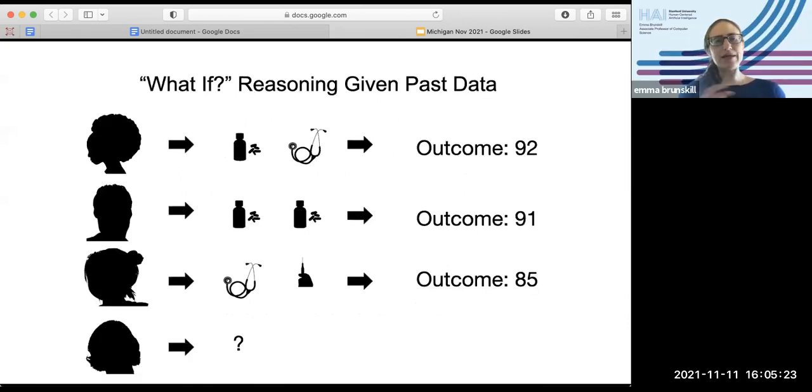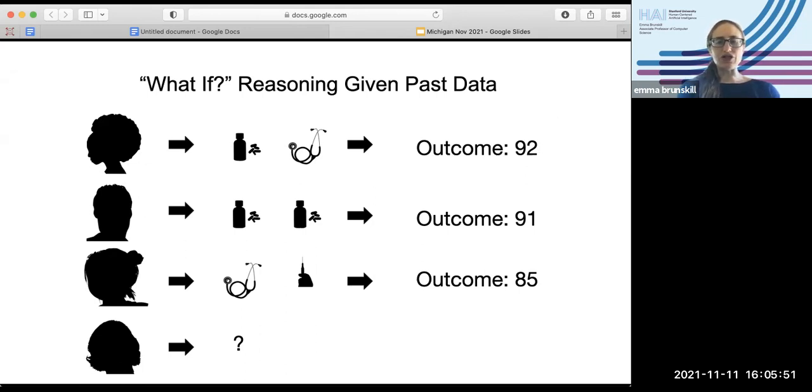I just want to give an example of where this type of scenario might arise. Another way to call this is what-if reasoning. So imagine we're in the case where we have healthcare data, and so we have a series of different patients, and we can look in our electronic record systems and see the sequence of treatments or decisions that were made for those patients, as well as some sort of outcomes. And the question is, given this historical data, what should we do for a new individual?